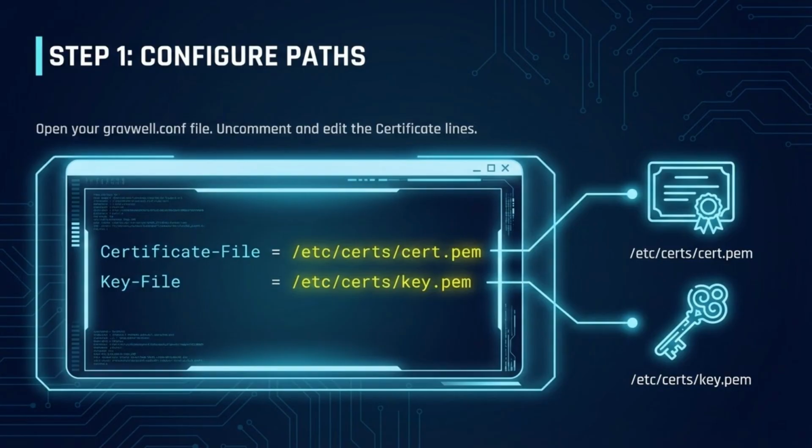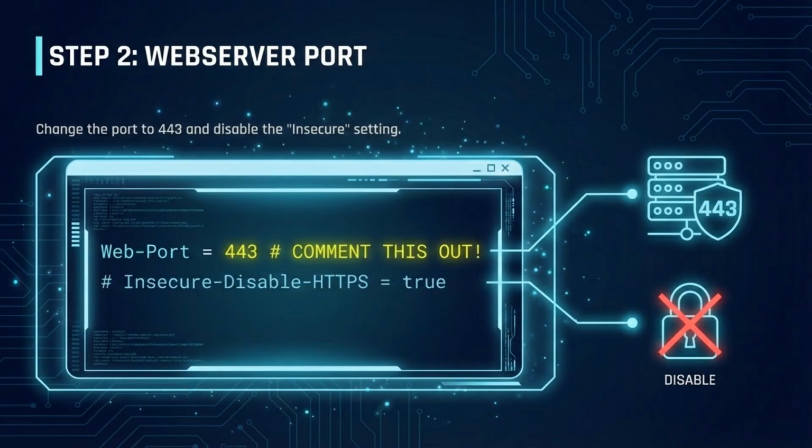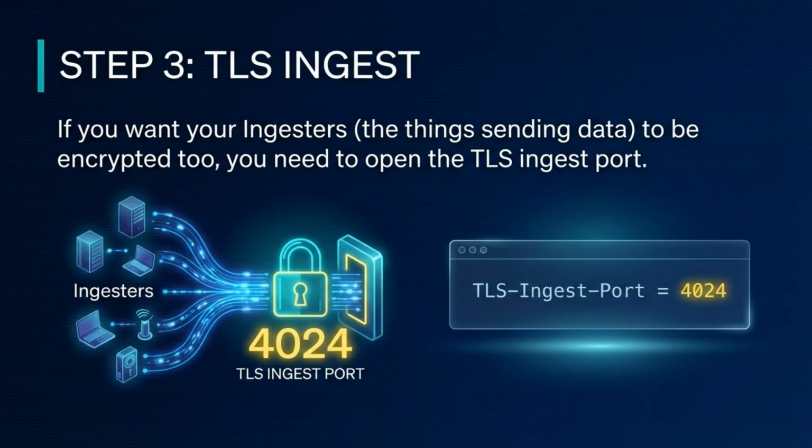Step 1. Configure paths. Open your gravwell.conf file, uncomment, and edit the certificate file and key file lines to point to your files. Step 2. Web server port. Change the web port to 443 and disable the insecure setting by commenting out Insecure-Disable-HTTPS=true. Step 3. TLS ingest. If you want ingesters to send encrypted data, you must open the TLS ingest port, typically set to 4024.